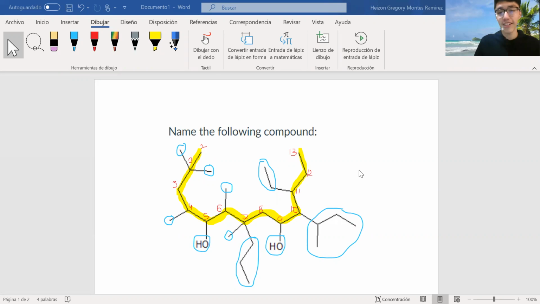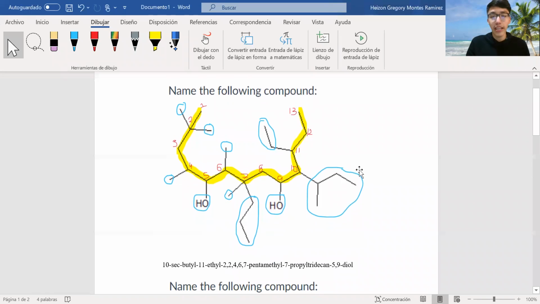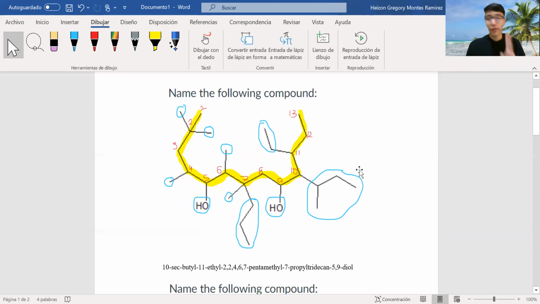First, in this first exercise, we identify that there are two alcohols, the OH. Then we identify the main chain that has the alcohols. So we found that the main chain has 13 carbons. Then we start counting to the nearest alcohol, but this time both of them are on the fifth carbon. So we start counting to the side that has the nearest branch. In this case, we start on the left side.